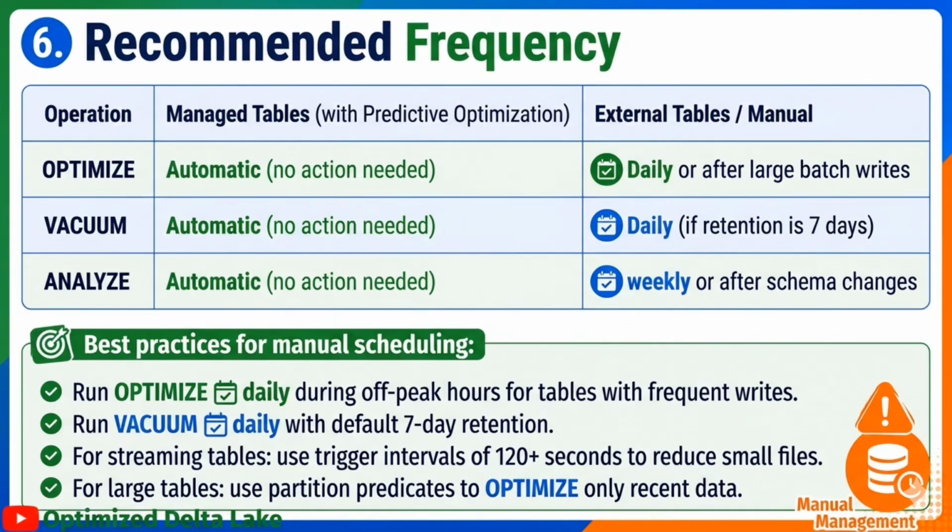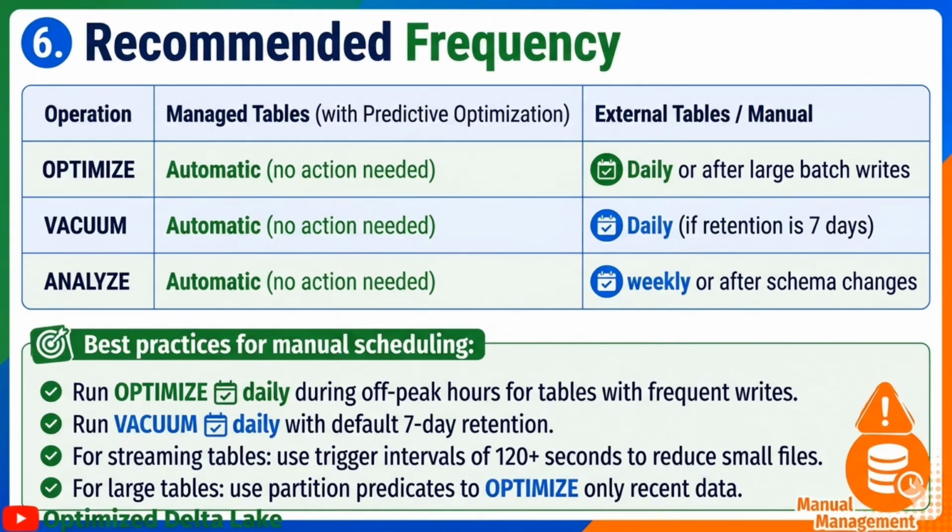Next is Vacuum. For managed tables with predictive optimization, Vacuum is also automatic, so no manual action is required. For external tables, run Vacuum daily if the retention period is 7 days. The manual scheduling best practice is to run Vacuum daily when using the default 7-day retention. Third is Analyze. Again, for managed tables with predictive optimization, Analyze is automatic, requiring no manual action. For external tables, run Analyze weekly or after schema changes.